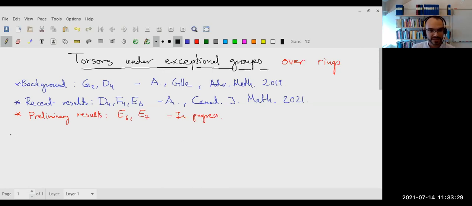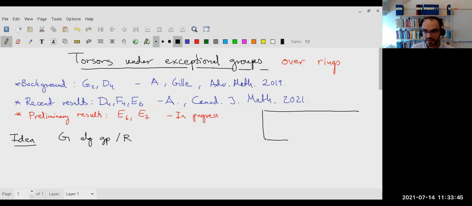So what is the whole idea of this enterprise? The idea is that we take a group over R. So what is R? Throughout this talk, R is a unital commutative ring. Further restrictions will come at the very end, but so far just a unital commutative ring.